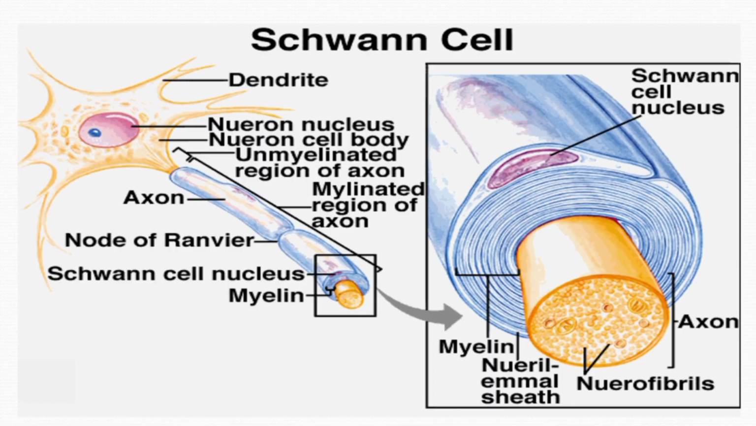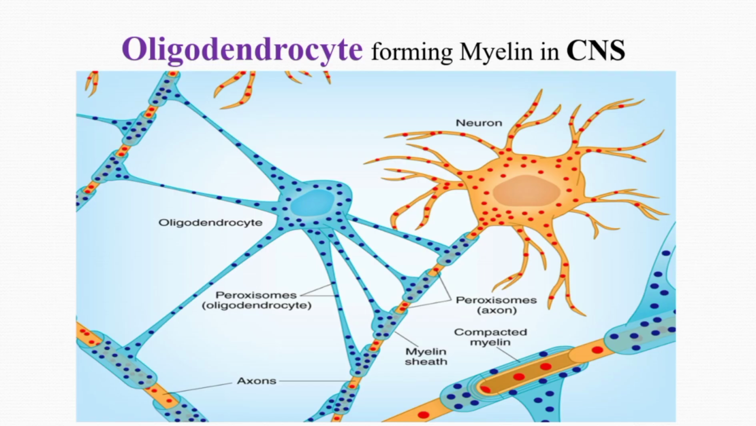The myelin sheath is formed by the Schwann cells. As you can see here, this is a Schwann cell and it is forming the myelin sheath. This myelin sheath is formed by the Schwann cells in the peripheral nervous system, and by the oligodendrocytes in the CNS. As you can see here, this is an oligodendrocyte and it is sending foot processes which are covering the neurons and forming a myelin sheath.